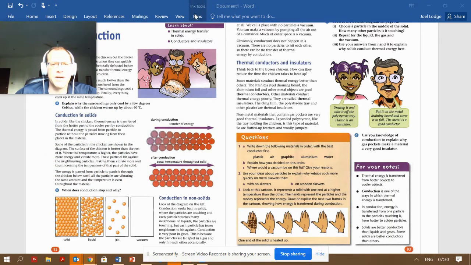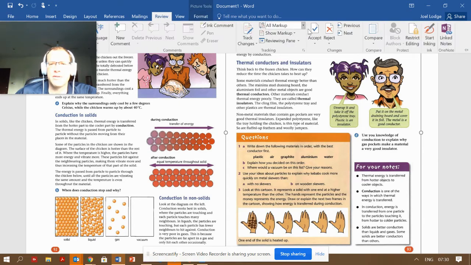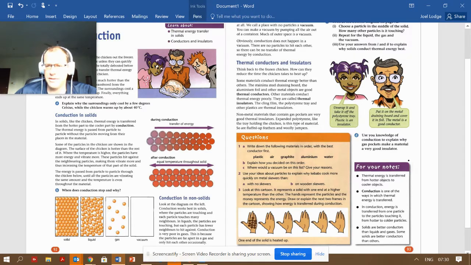So for your notes, easy peasy. Title then: conduction. Pause the video when you need to and write the notes, and use the notes to help you write diagrams and explanations, yeah? So for your notes, we're learning about thermal energy transfer in solids and why that happens.